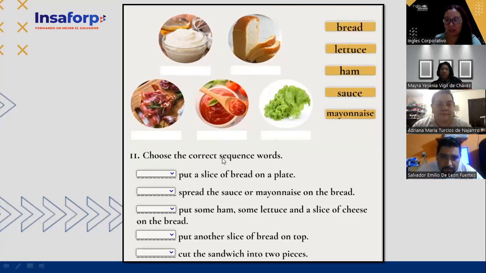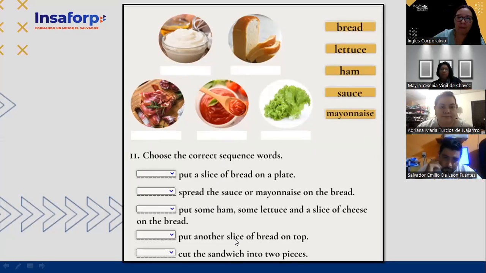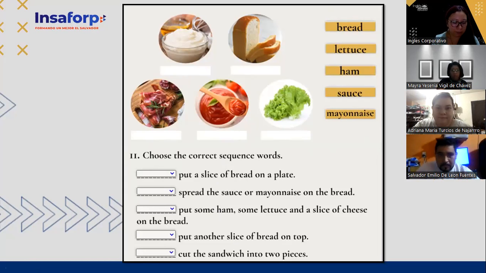Okay, so you're going to choose the correct sequence word, right? Take a look at the image. Denle una mirada a la imagen, a cada oración, y ordenenlo ustedes en su cabeza. Okay, I'm gonna give you 1 minute. Voy a dar un minuto para que lo observen y pongan en orden las oraciones. Y luego vamos a empezar con el orden desde el 1 hasta el 5, ¿de acuerdo? So it's 8:06, a las 7 podemos empezar. Un minuto.